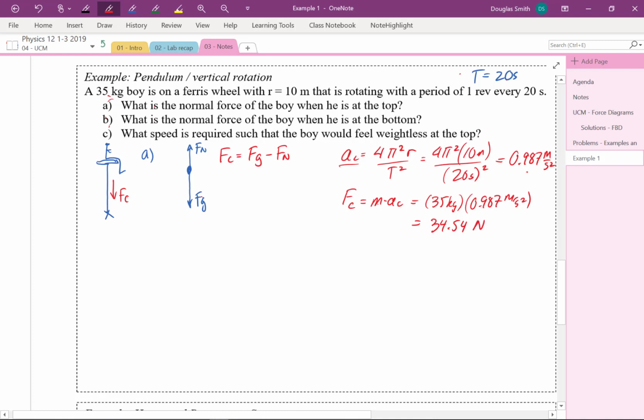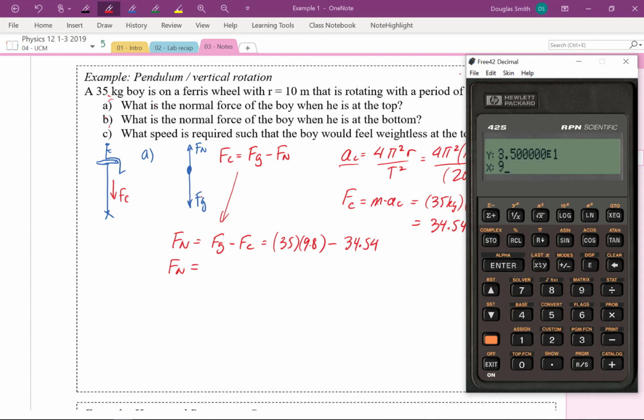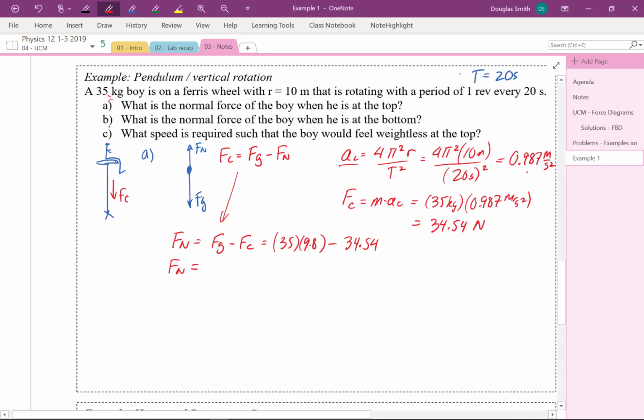Alright, we're looking for the normal force. So let's take this equation here and solve for Fn. So Fn is equal to Fg minus Fc. So that is equal to mg, so 35 times 9.8, minus 34.54. So the answer to question A is, I subtract those two, so I get 308 newtons. Okay.